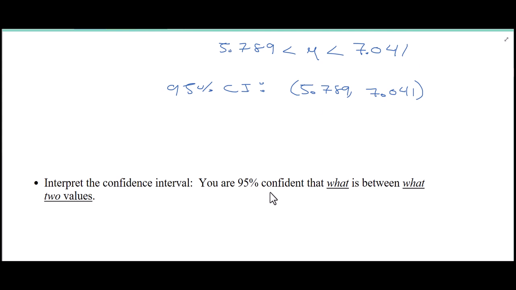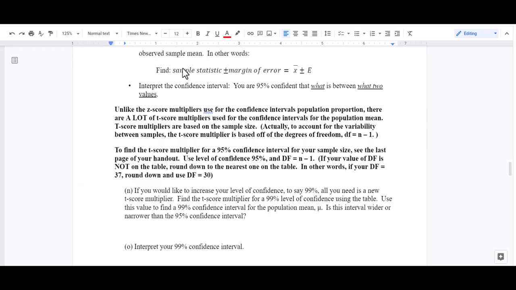So I'll let you write that in your own words, but essentially you want to say, I am 95% confident that the population parameter, the average number of hours slept by ARC students, is between the lower limit and the upper limit. Now back to our main notes.